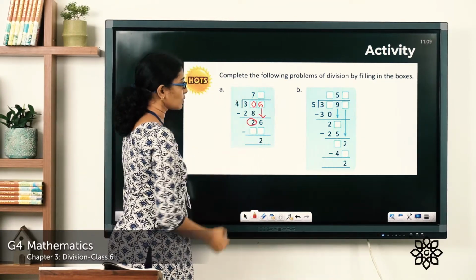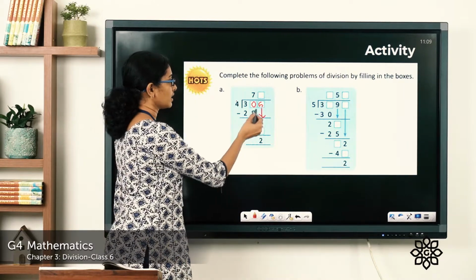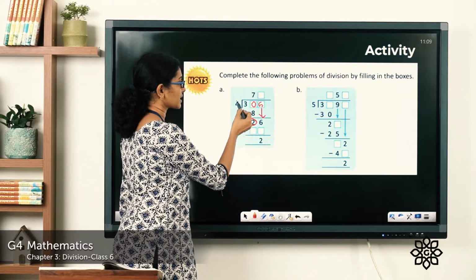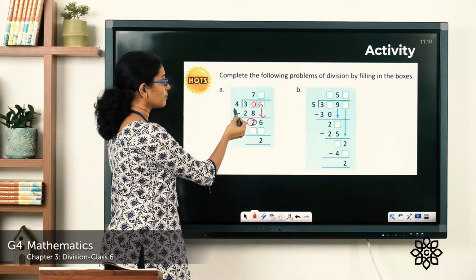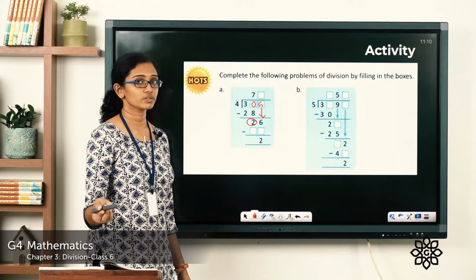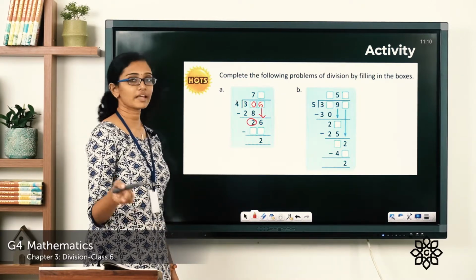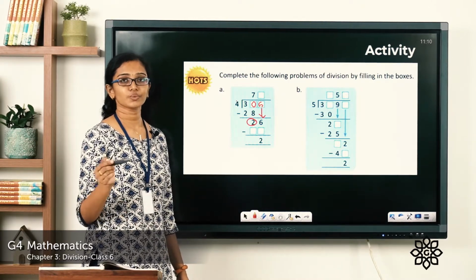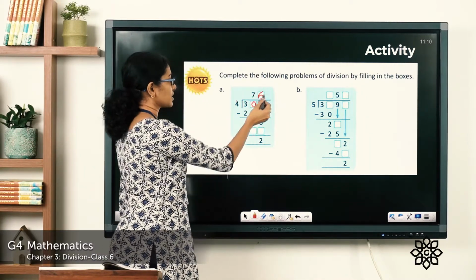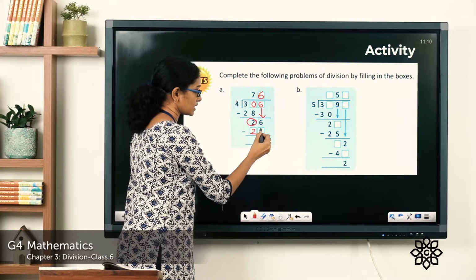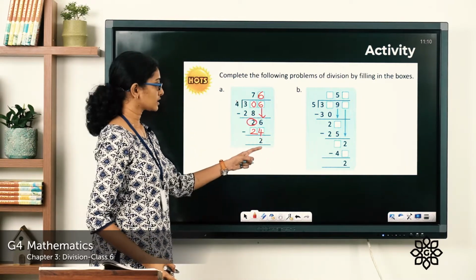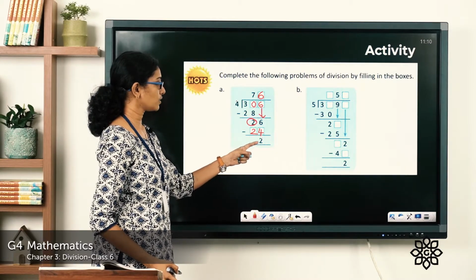Now that we have 26 here, what should come here? The quotient of 26 divided by 4, right? So how many 4s will go in 26? 4 1s are 4, 4 2s are 8, 4 3s are 12. Like that it goes, and we know 4 6s are 24. So let's write that 6 here. Now 6 into 4 is 24. Now here we have the subtraction done. Subtract these two numbers, 26 minus 24, it is 2.